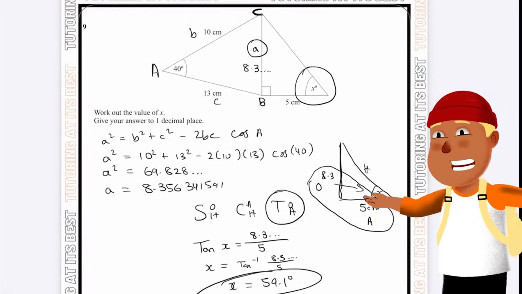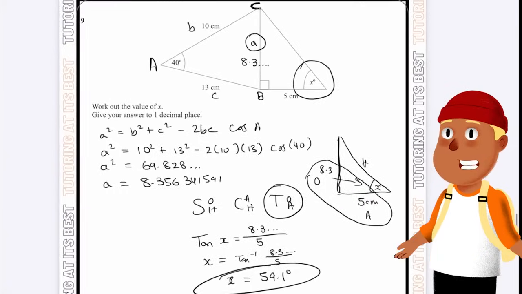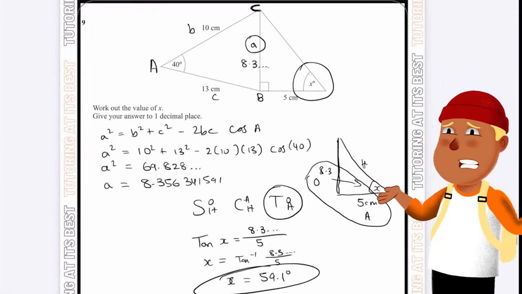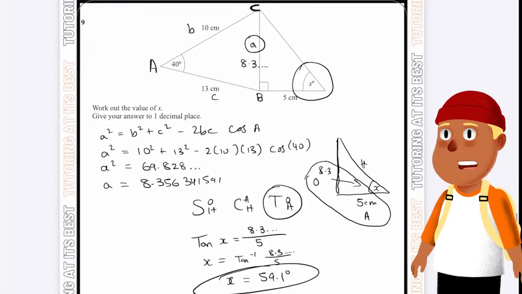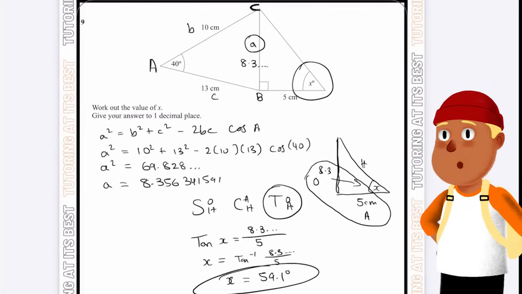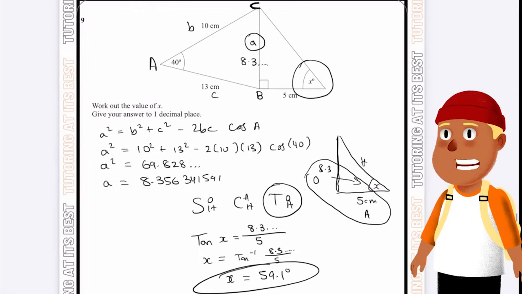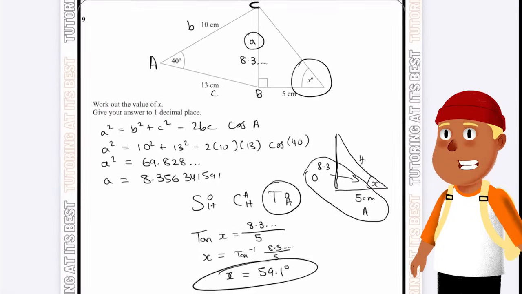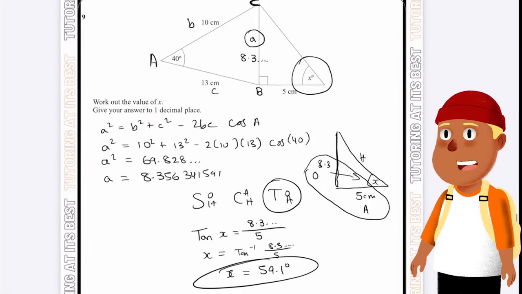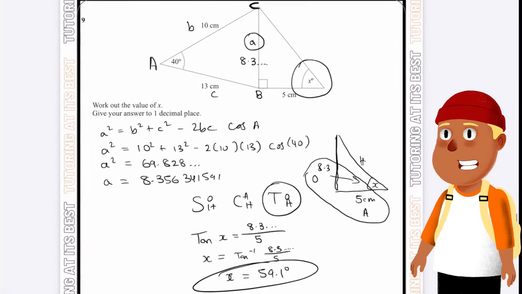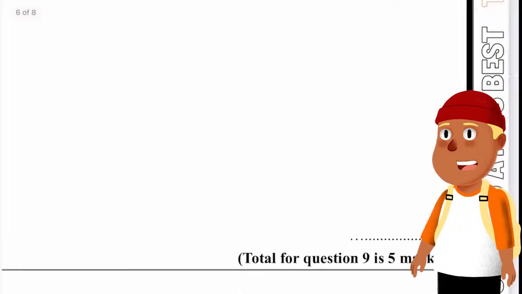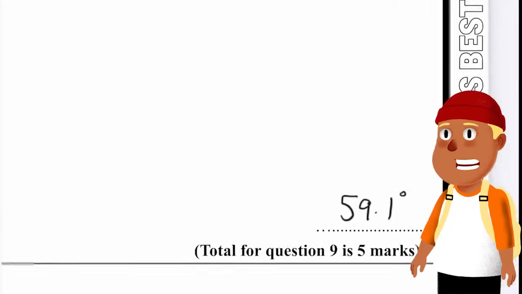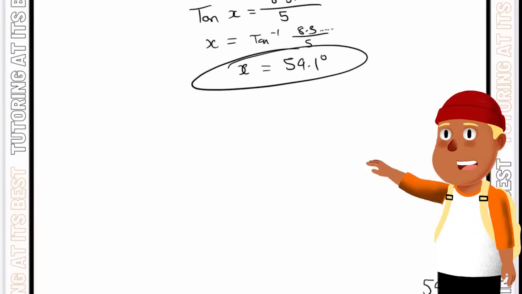So once again, I hope you can see how I've labeled all of my sides and my angles. I've then gone ahead and selected my formula, which is my cosine rule, to get the third side, which was 8.356, before using trigonometry to calculate the angle. And that is your multi-step problem, which is perhaps around 5 marks. Let's take a look. Yep, 5-mark question, and that's 59.1 degrees. And that's to 1 decimal place. Beautiful.